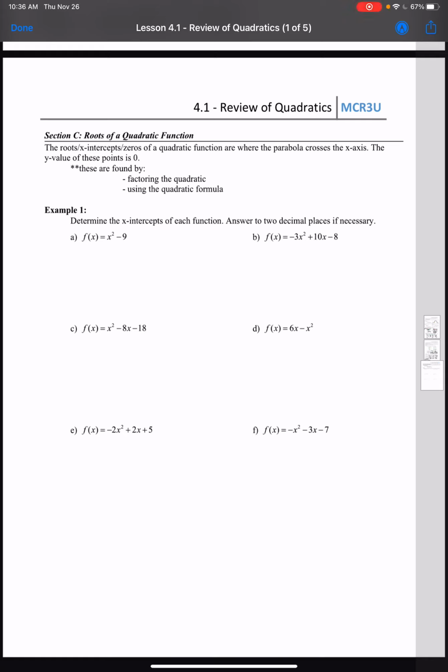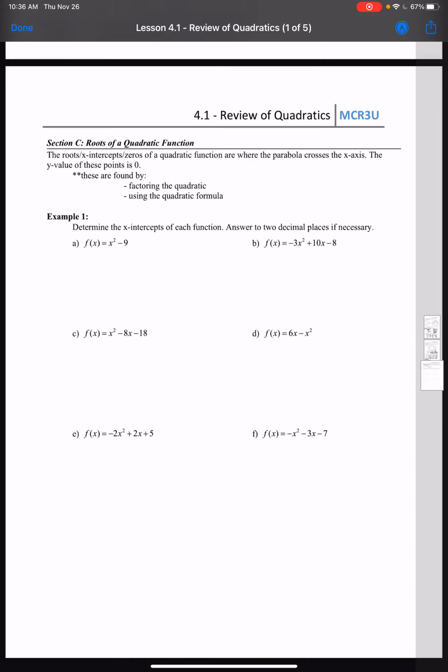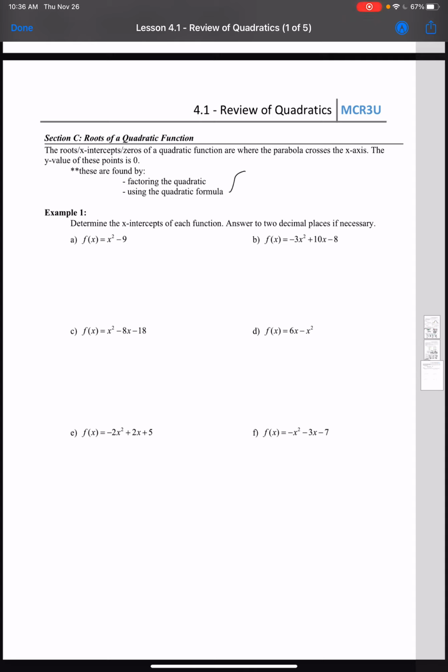All right, so now let's go over section C. In section C, we're looking at roots or x-intercepts of quadratic functions, or you can think of them as zeros as well. Essentially what we're looking for is what value of x makes the entire function 0. You can either find those by factoring the quadratic, using those factoring skills, or the quadratic formula. So let's just remind ourselves what that is.